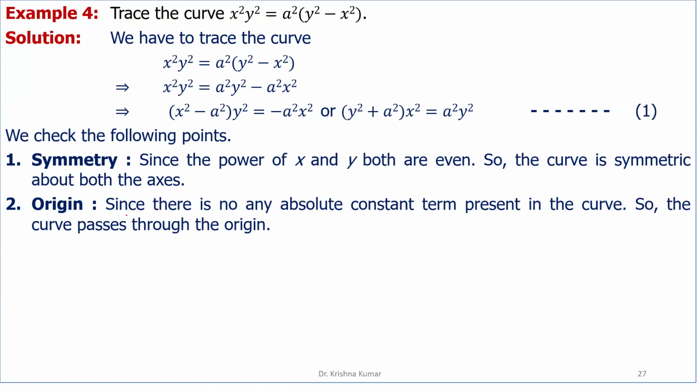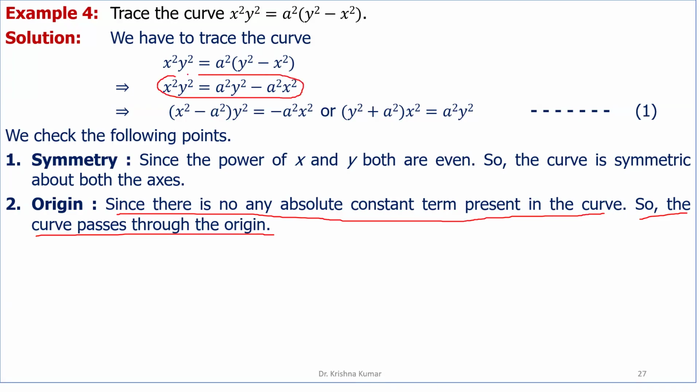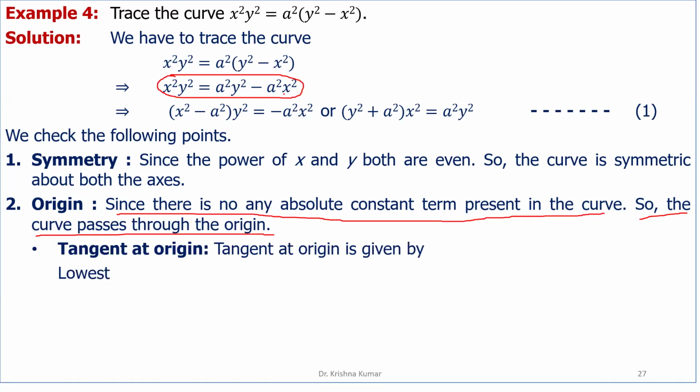Now, since there is no absolute constant term present in the curve, the curve passes through origin. Each and every term contains the variables x, y, so this curve passes through origin. Now, the second question arises: if it passes through origin, then how to find the tangent at origin? We know that tangent at origin can be obtained by equating the lowest degree term to 0.